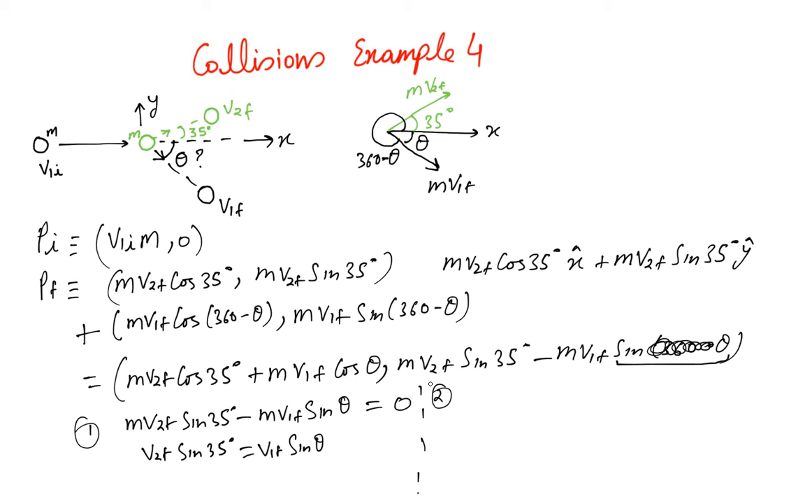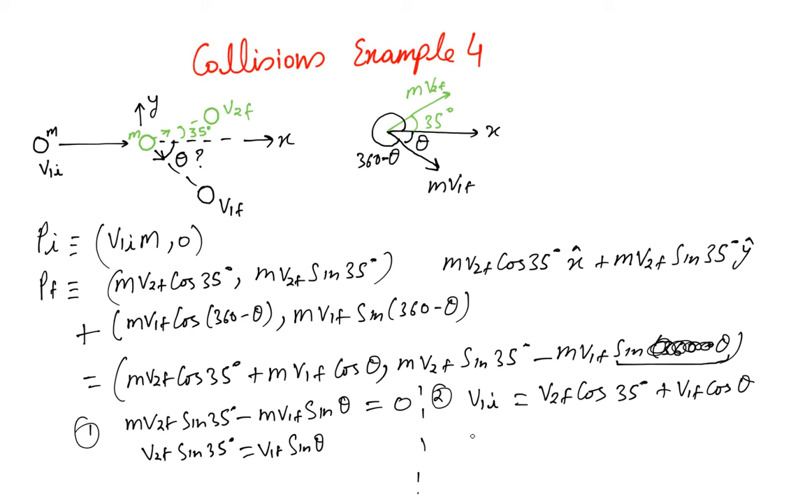How about the second equation? The second equation, which is in the x-axis, gives us v1. Well, again, you can cancel the m's as it was cancelled in part 1, so I'm just writing the velocities. It gives us v1i equals v2f cos 35 plus v1f cos theta.